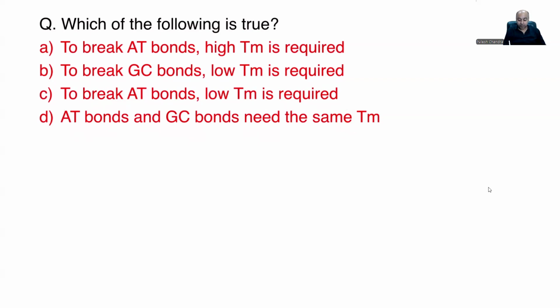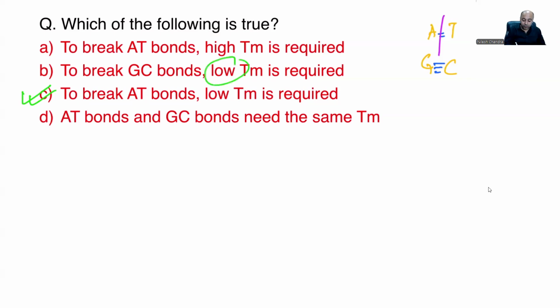Now, what you have to remember here is that between A and T, you have only two hydrogen bonds. So breaking them is simpler in comparison to G and C, where you tend to have three hydrogen bonds, so breaking them is more difficult. So the correct answer here is that to break AT bonds, low melting temperature is required. TM stands for melting temperature. Correct answer is to break AT bonds, low TM is required.